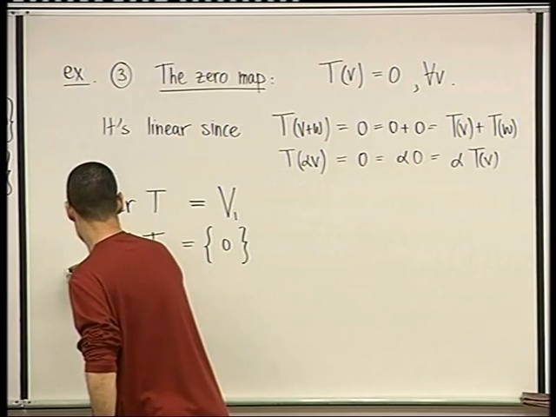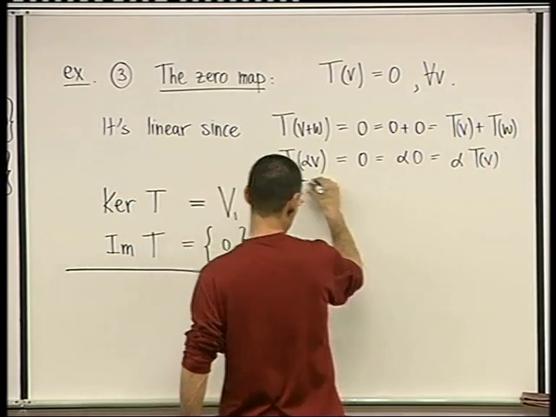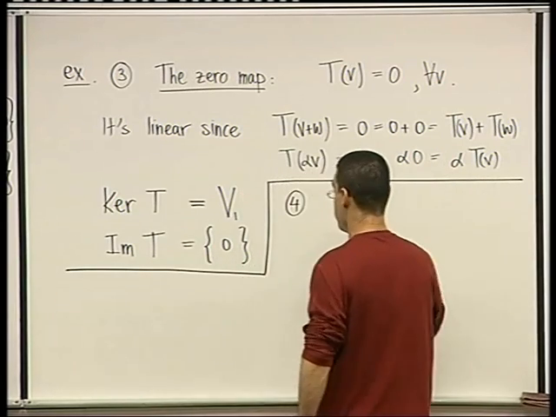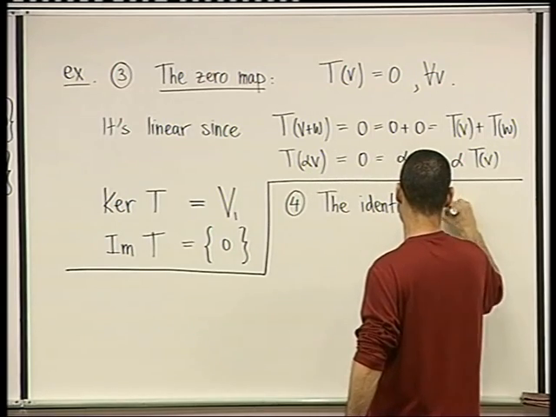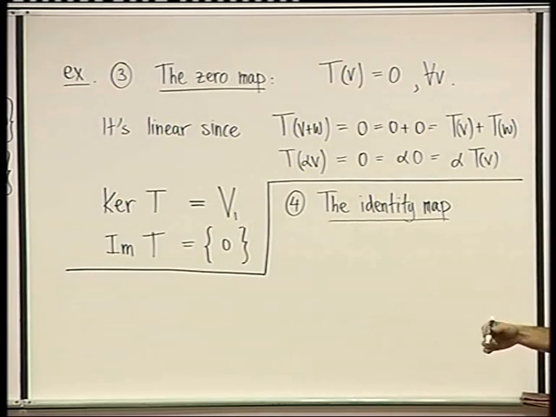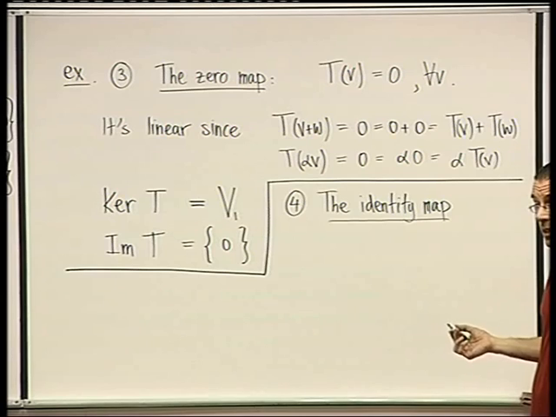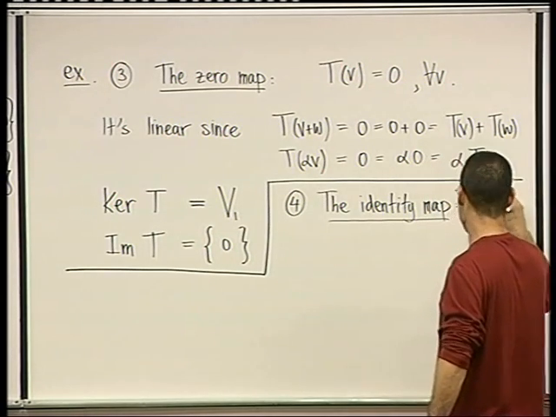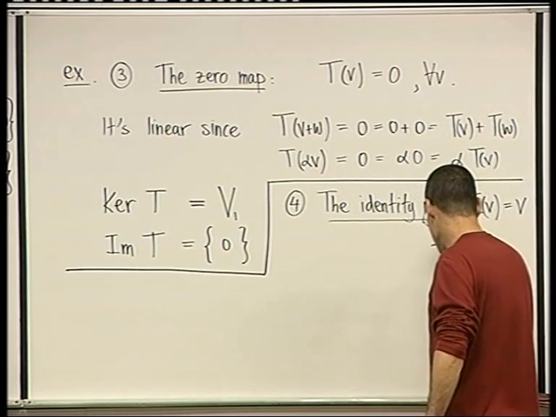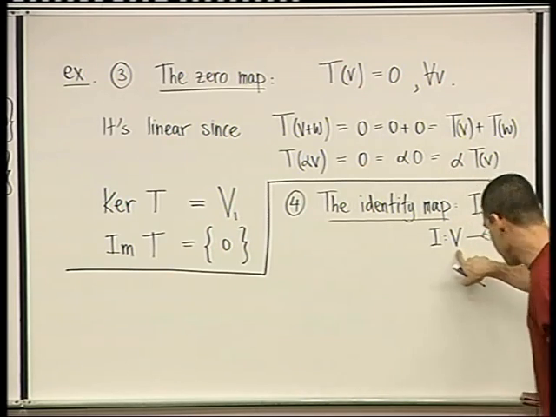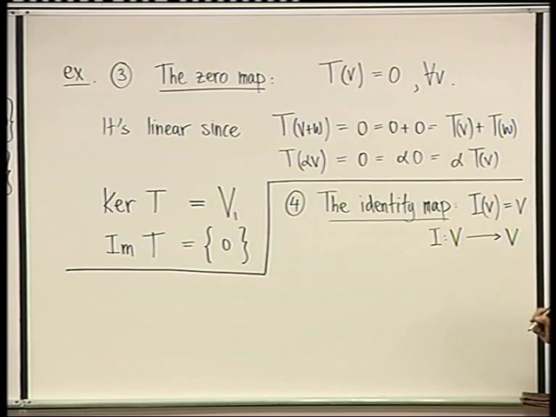Let's do example 4 on this same board. We don't need too much space for it. So example 4 is again another very concrete map. It's called the identity map. The identity map even has its own notation. It's denoted by I for identity. And what it does is very simple. I of any vector is the vector itself. In particular, I goes from V to itself. It's not a V1 and a V2, it's the same V. So I is a map that sends any vector to itself. Doesn't do much, in fact, but yet it's important. Clear what the identity map is?